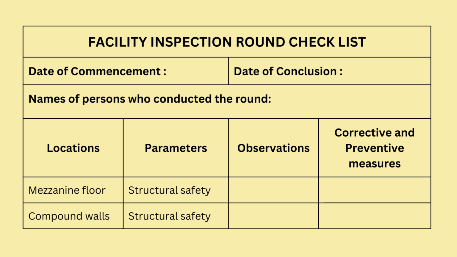The first example I have given is mezzanine floor, and the parameter is structural safety. In your hospital, if you have mezzanine floors in different areas, then that should be mentioned clearly. For example, first floor mezzanine floor, second floor mezzanine floor, etc. You can also add any other parameter that you feel should be checked. Then I have considered the compound wall. Here too, I have given the parameter structural safety.